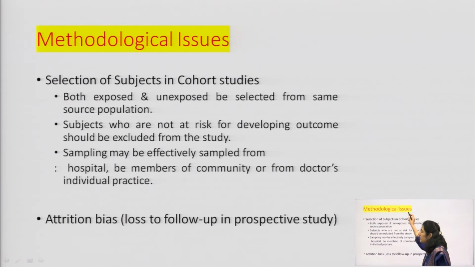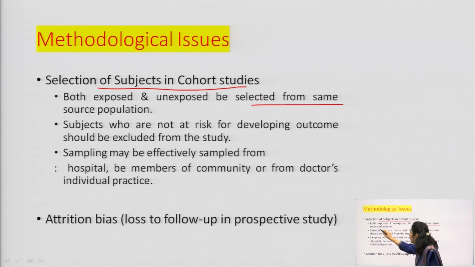So there are some methodological issues in these cohort studies. What are they? Selection of subjects in cohort studies: both exposed and unexposed should be selected from the same source population. When we say source population, it means people of the same gender, age, and same criteria. Subjects who are not at risk should never be chosen. Those in whom the outcome cannot occur for developing the outcome should be excluded.